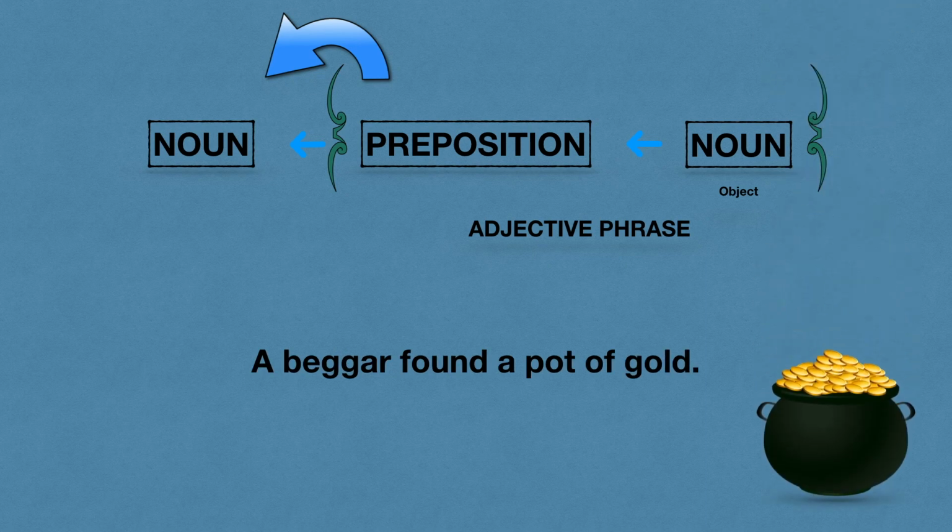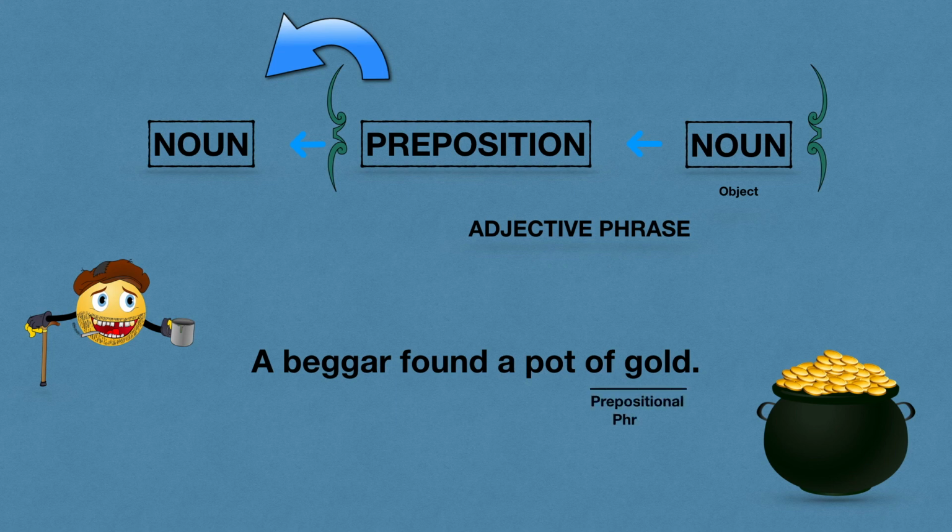A beggar found a pot of gold. Can you spot the preposition and its object? And can you identify what the prepositional phrase is meaningfully connected to on its left? Well, here are the answers. Of is the preposition. The noun gold is its object. Of gold is a prepositional phrase connected to the noun phrase a pot on the left. So of gold describes a pot as an adjective phrase.